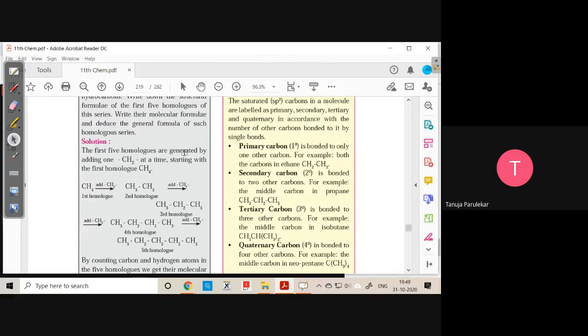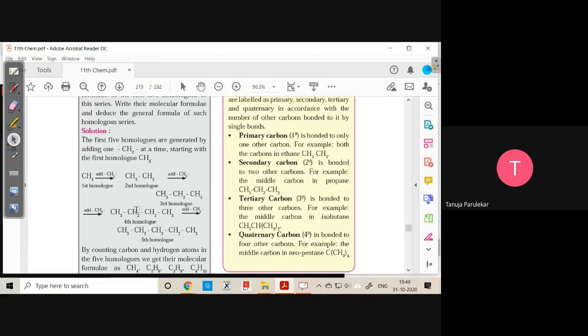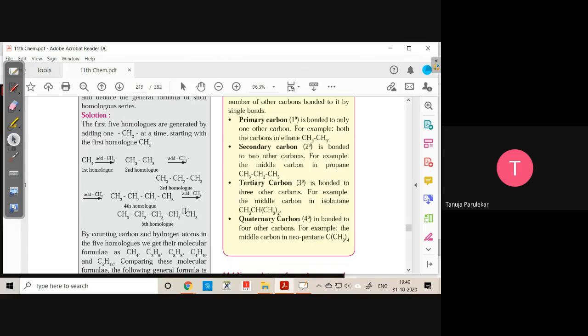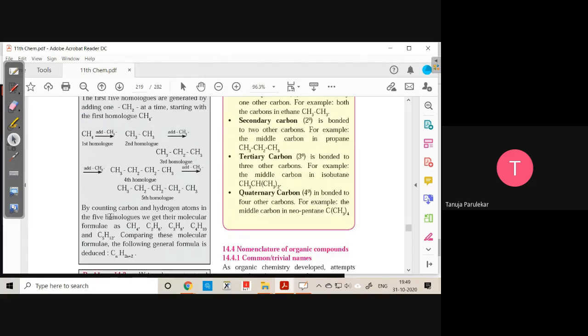The first 5 homologues are generated by adding CH2 at a time, starting with the first homologue, methane. मगाशी आपण बघितलं, methane मध्ये CH2 add केलं तर you get the second homologue ज्याला ethane म्हणतात. So CH4 plus CH2 gives you C2H6, that is ethane. Again add another CH2, third homologue, which is called propane. Then you add another CH2, you get the next homologue, that is butane. Add another CH2, you get the next homologue, that is pentane. So by counting, from that you can find out what kind of general formula alkanes have.